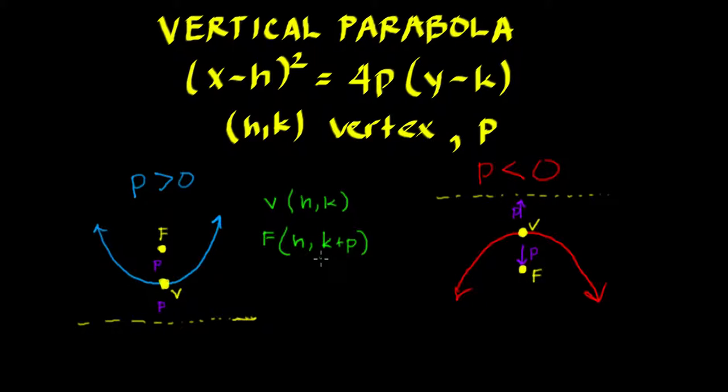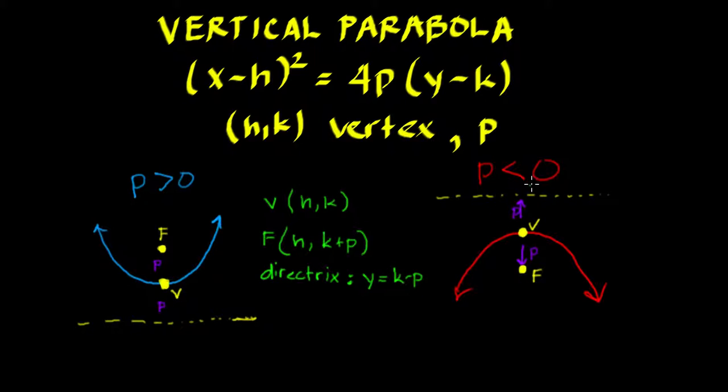Now, next is the directrix. You'll notice that the directrix is a horizontal line, so I'll write down directrix. A horizontal line is a line where it starts with y, so we're going to say y is equal to. And you'll notice over here we have to go p spaces below the vertex. So we're going to have to take that k and subtract p from it. So this is going to give me k minus p, and that'll give me the line over here.